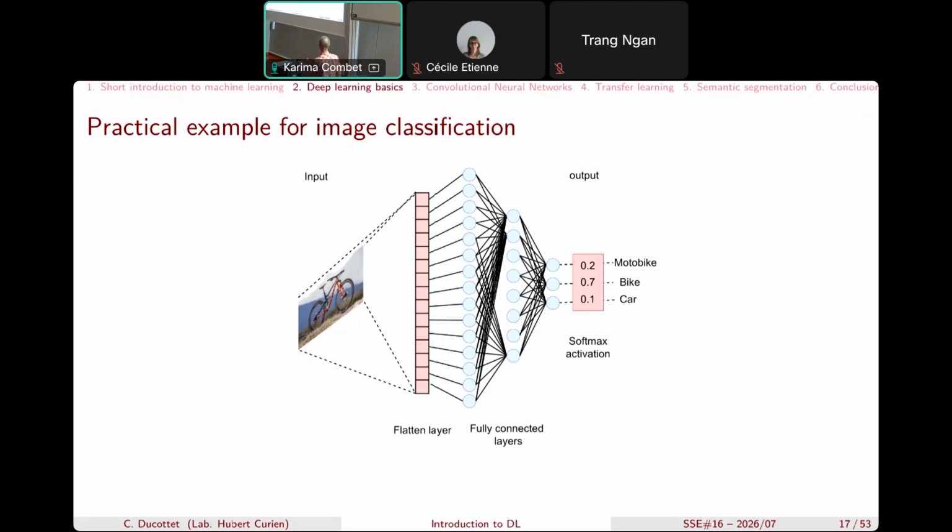Here I have not represented all the connections because here each neuron is supposed to be connected to all the neurons of the preceding layer.